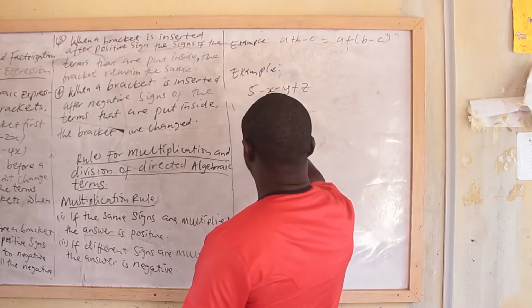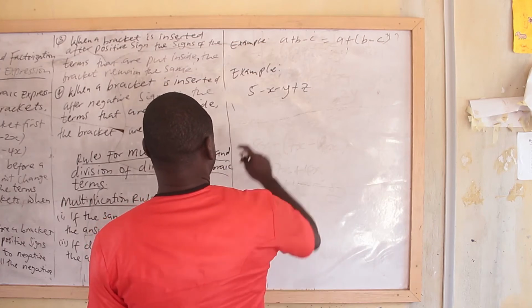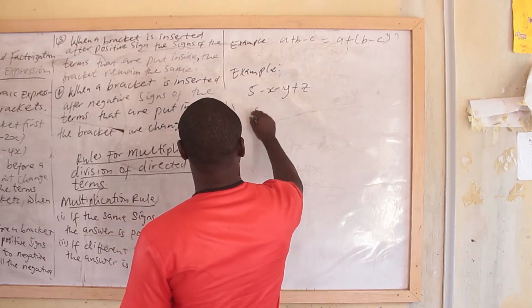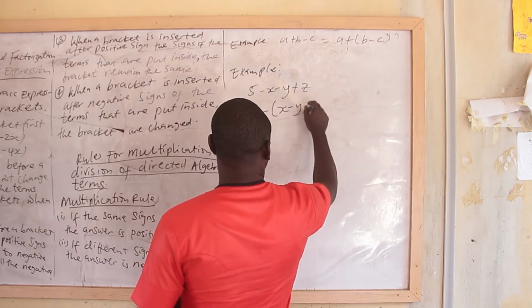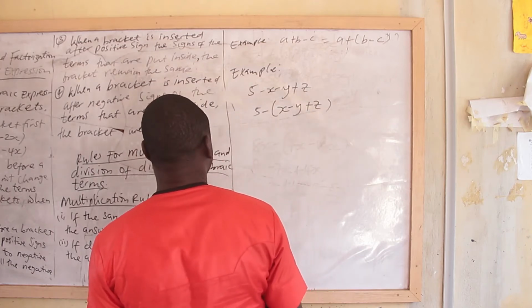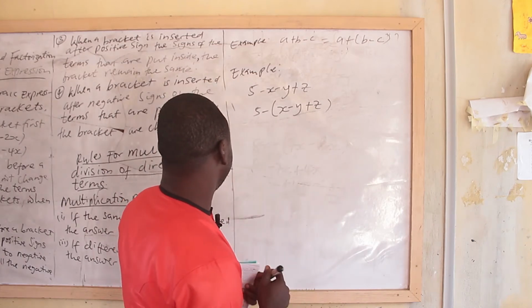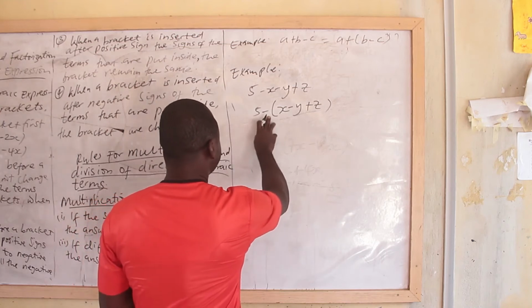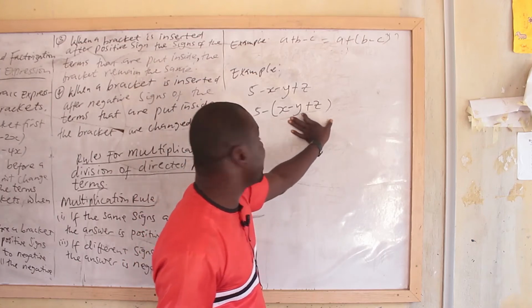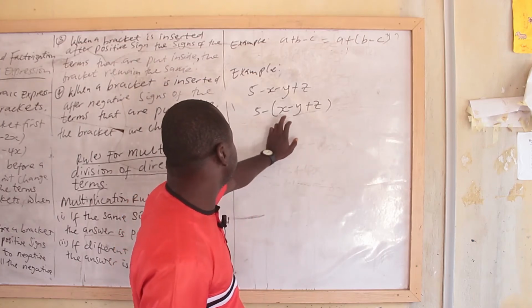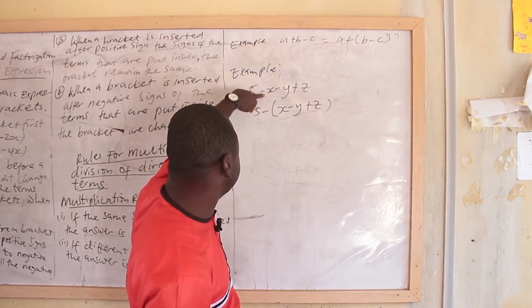For example, 5 minus x minus y plus z. When we solve, according to rule 4, we have 5 minus bracket x minus y plus z. So when you solve it out now, when you use the minus sign, multiply the bracket out. We are going to have minus multiplied by x, which gives minus x in that example question here.